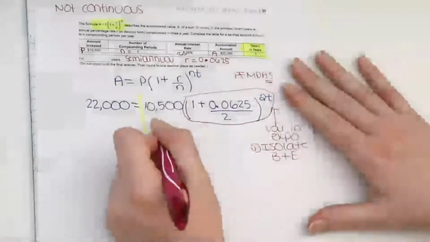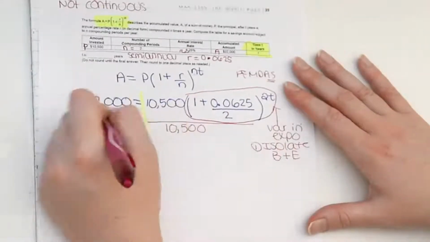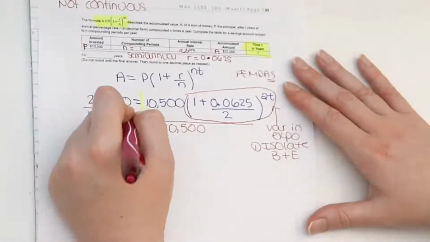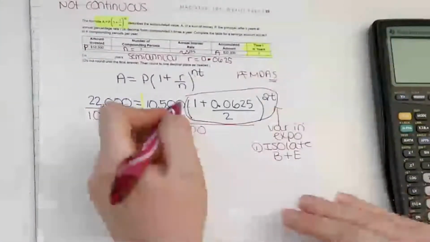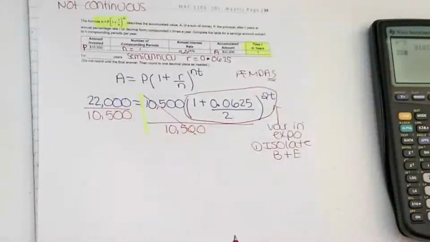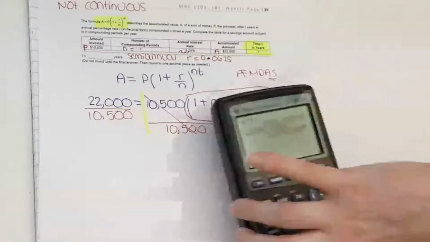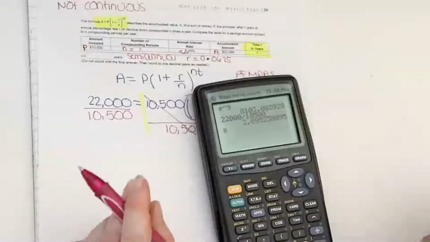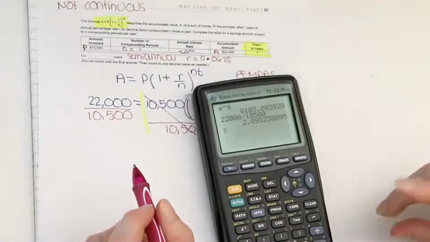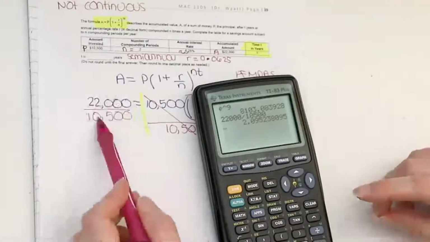So my first step in terms of isolating the base plus the exponent is going to be to divide both sides by the 10,500. Okay, so then those guys cross out. The thing is, when you plug in 22,000 over 10,500, you are going to get a crazy decimal, and we don't really want to introduce a crazy decimal into the problem. Okay, so this is really important. You are not going to use that decimal approximation.